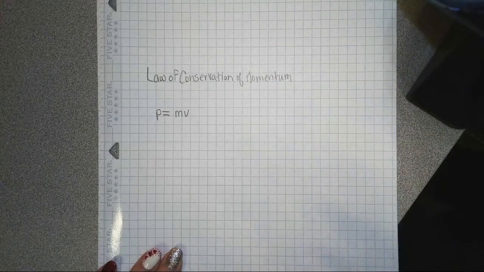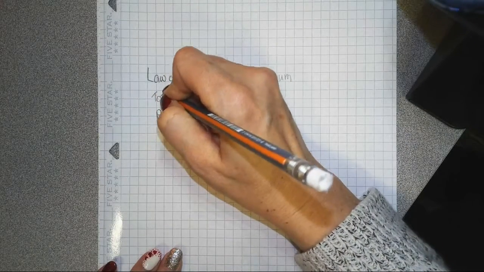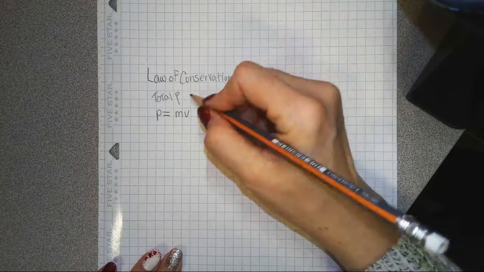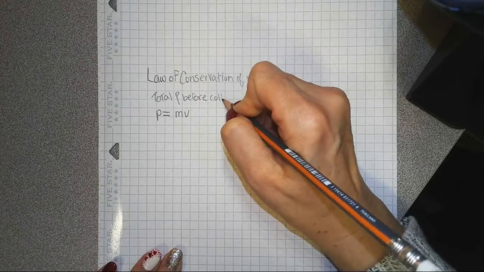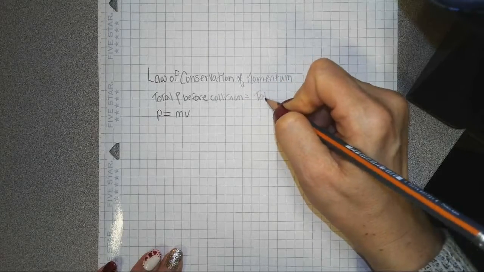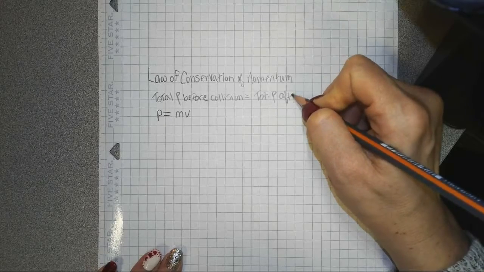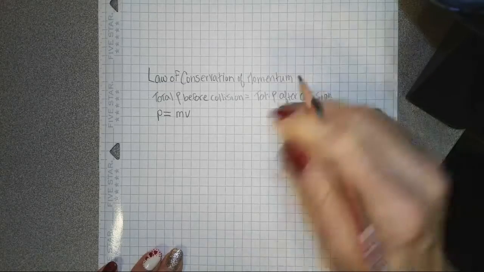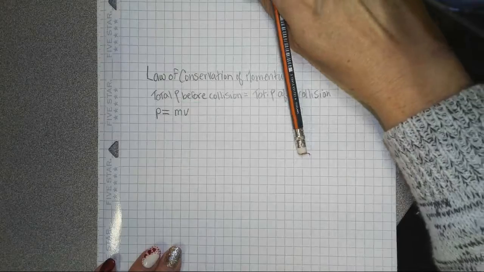Okay? And this basically says that the total momentum, I'm going to write it as P, before a collision is equal to total momentum after a collision. And we have to look at the momentum of both of the objects involved in the collision.